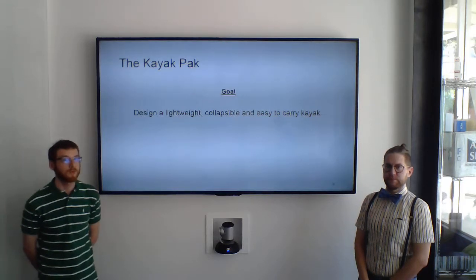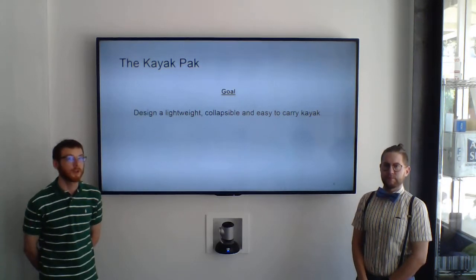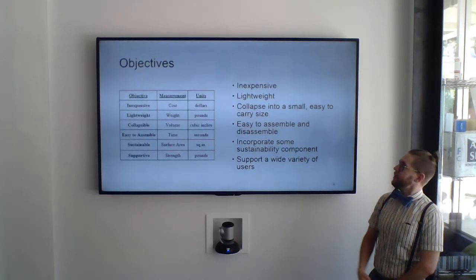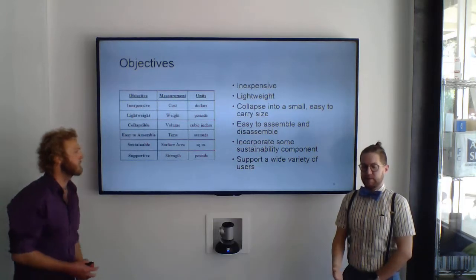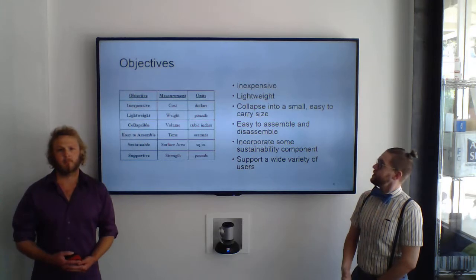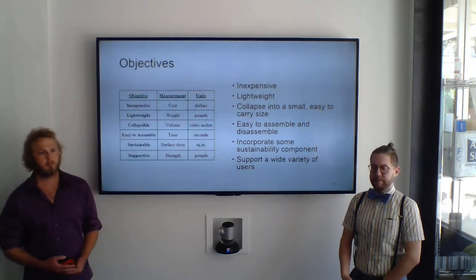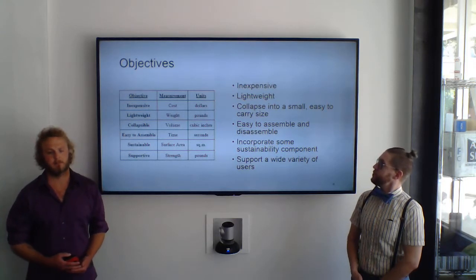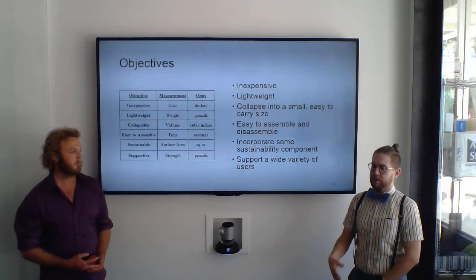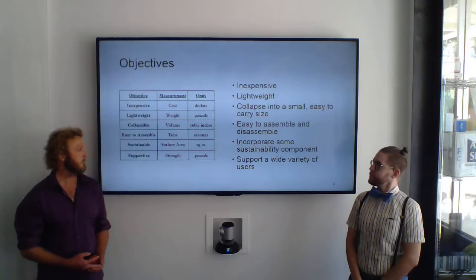To satisfy these needs, we came up with our ultimate goal statement: to design a lightweight, collapsible, and easy to carry kayak with an emphasis on the collapsibility. So one major objective we have is it needs to be inexpensive. This is for the beginning outdoorsman and also for relief efforts. And then it also needs to be lightweight, which helps with ease of transportability. And it also needs to collapse into a small size to carry. That way the outdoorsman, or relief workers, can pack it in and out of where they're going easily.